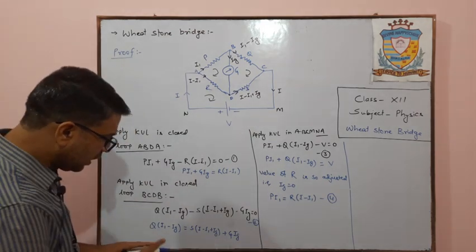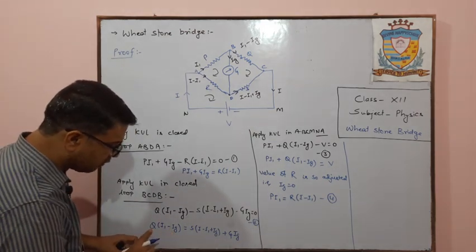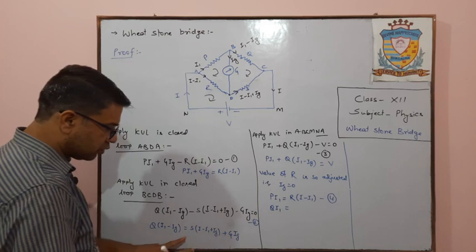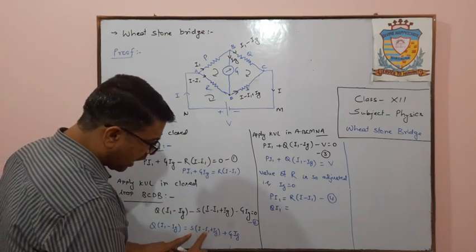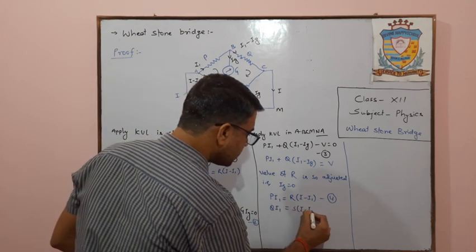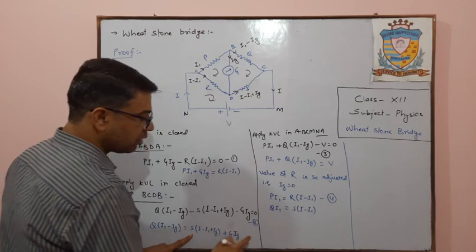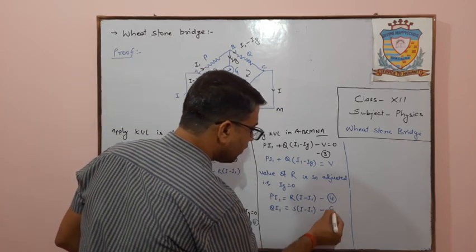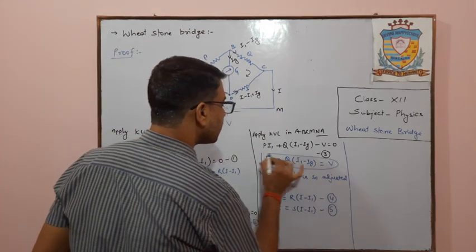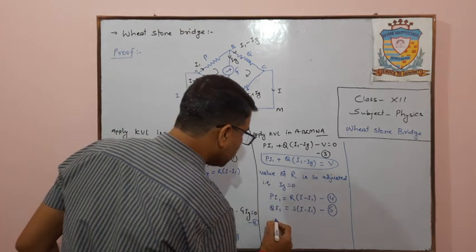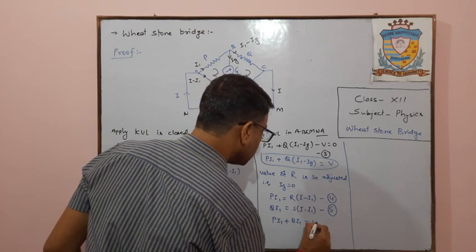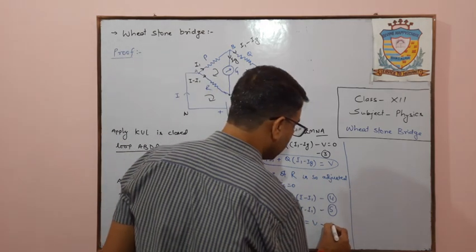Here in this one, this Ig will become 0. So here what we have now, Q I1 is equals to, as you can see, S(I minus I1) because Ig is 0. So S(I minus I1) and this whole quantity will become 0. Let this be equation number 5. Okay, and from this equation, if we put Ig as 0, P I1 plus Q I1 is equals to V. Let this be equation number 6.